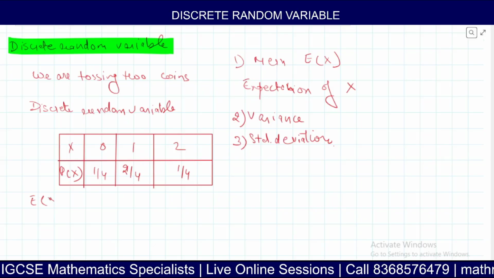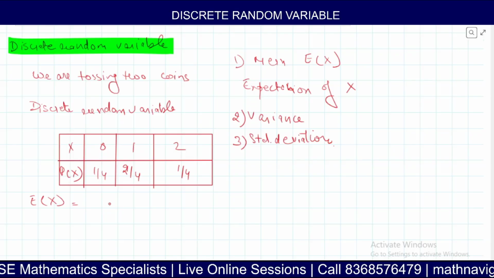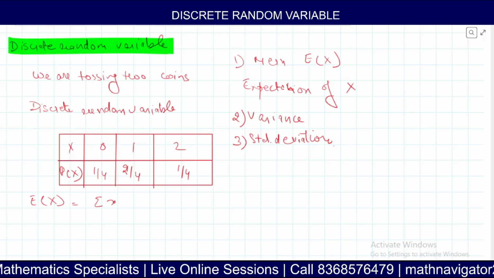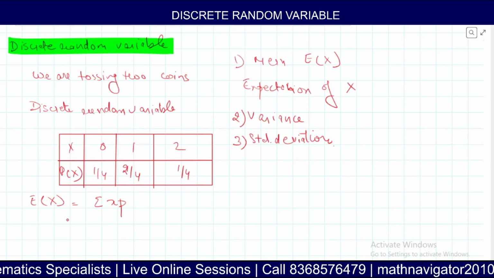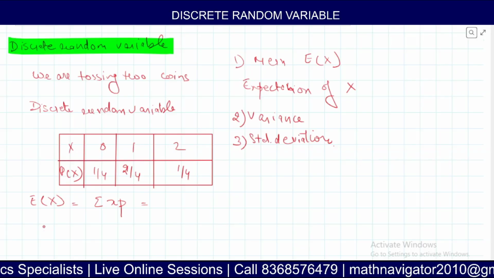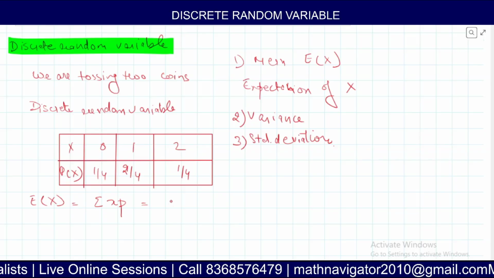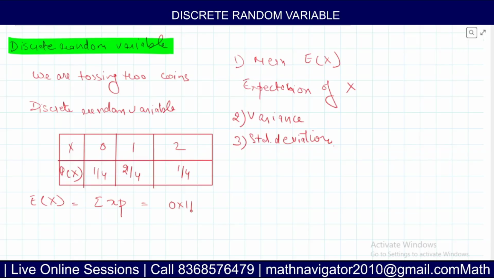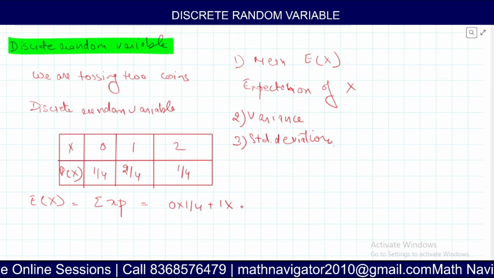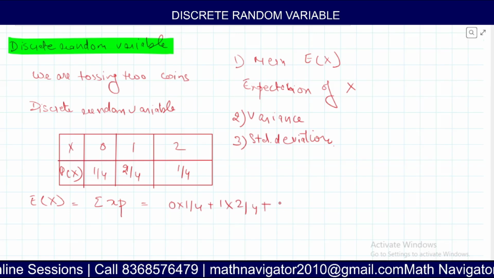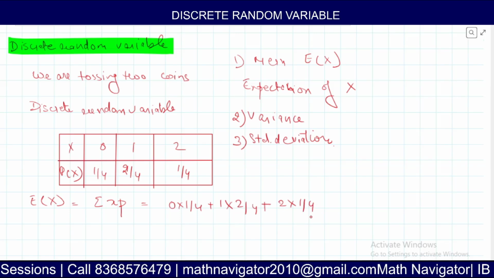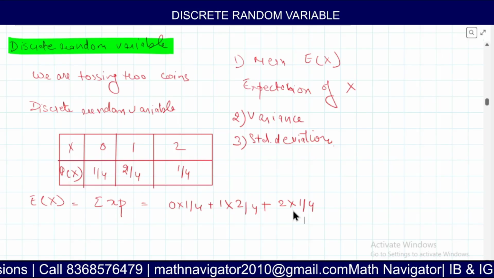The formula for mean is sigma x p. That means you have to multiply x with p and add all of them. That means 0 times 1 by 4 plus 1 times 2 by 4 plus 2 times 1 by 4. I hope this is clear, right?